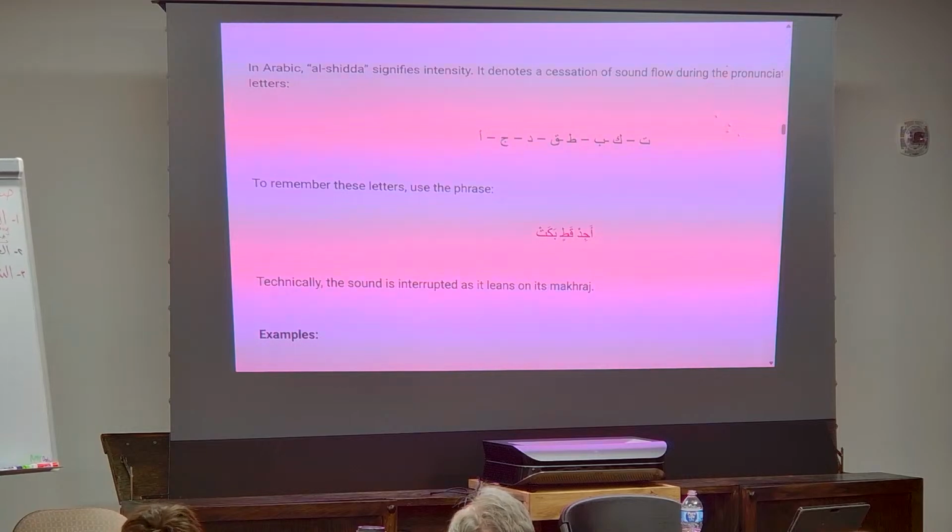Okay. So each letter of the 28 letters will have one or the other of the sifat. It will fall in this category or that category, all of them. All right, so the first one is that set of letters. These are the strong. They are shadid.